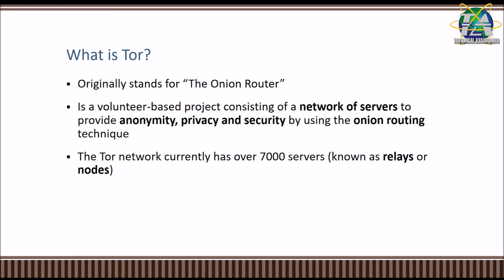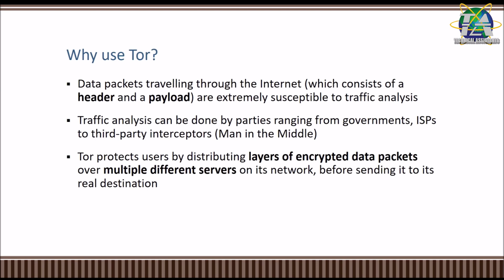Currently, in the entire world, the Tor network has over 7,000 servers, which are known as relays or nodes. Now, if you haven't known this already, data packets traveling through the internet consist of a header, which contains information such as your IP and the protocol it's using, as well as a payload, which is the data itself. These data packets are actually extremely susceptible to traffic analysis. Traffic analysis can be done by parties ranging from governments to ISPs, your internet service providers, to third-party interceptors, which is a nice term for hackers basically.